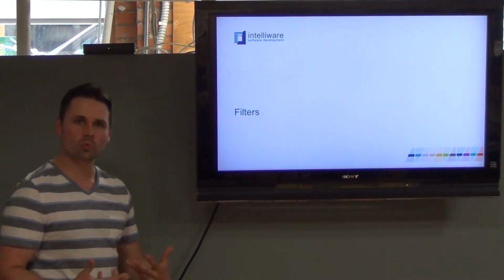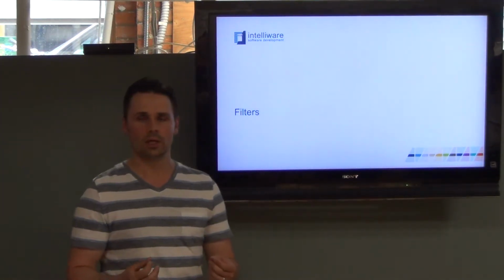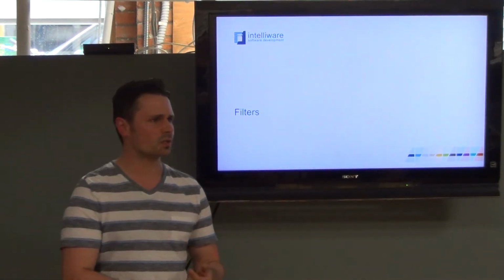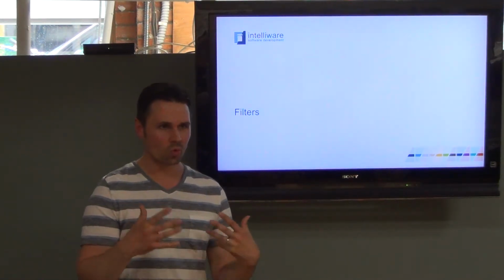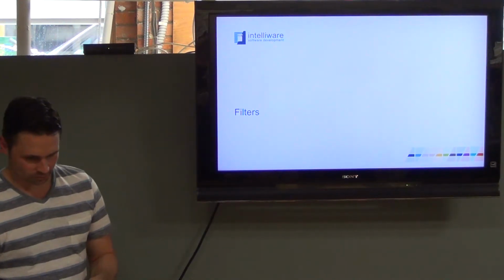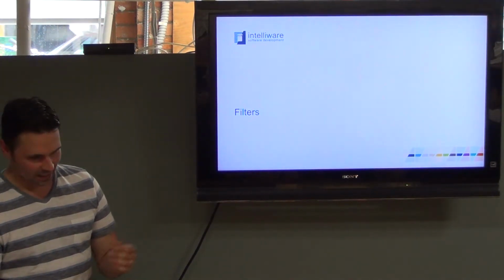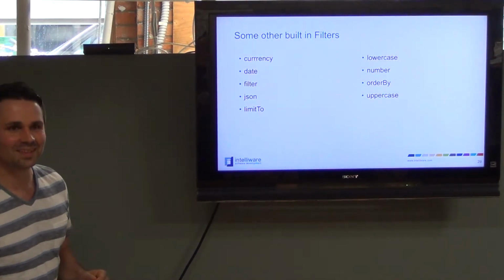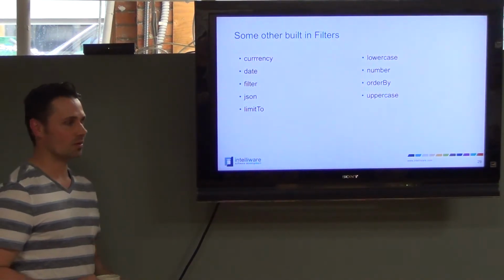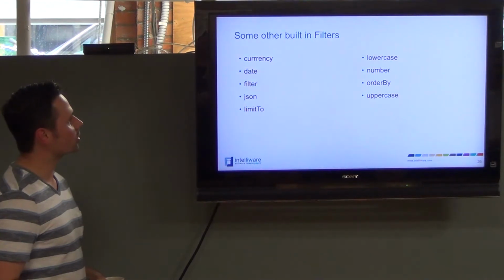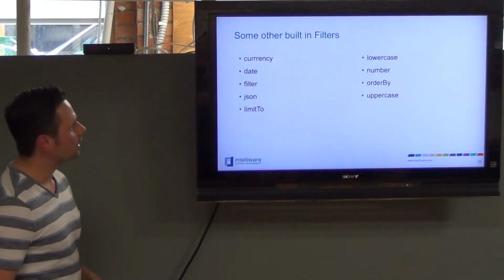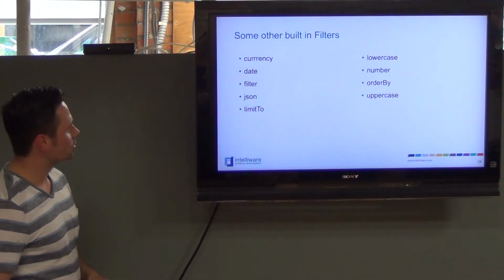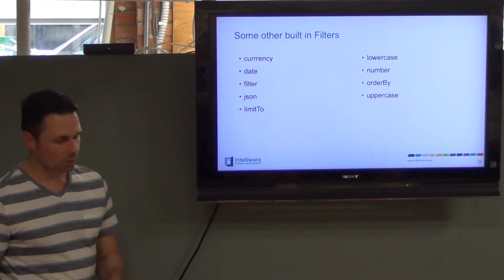A filter is when we want to do something to the data before we present it to the user. We already saw an example with orderBy, where we started ordering thoughts. But again, AngularJS has a bunch of stuff already built in. It has a filter for currency, for date, orderBy that we already saw. We'll also see examples of limitTo, uppercase, lowercase.